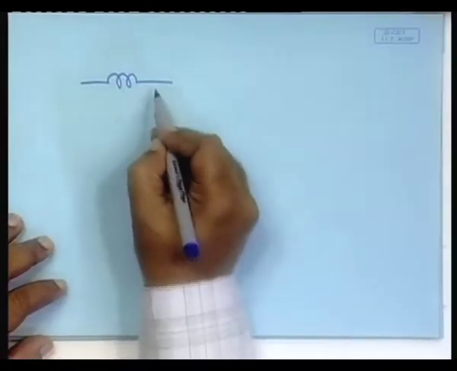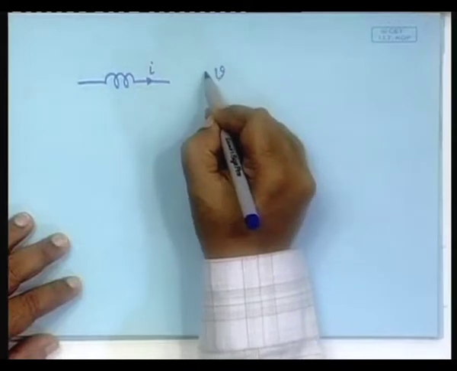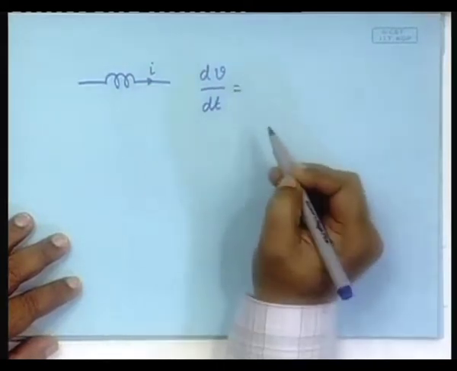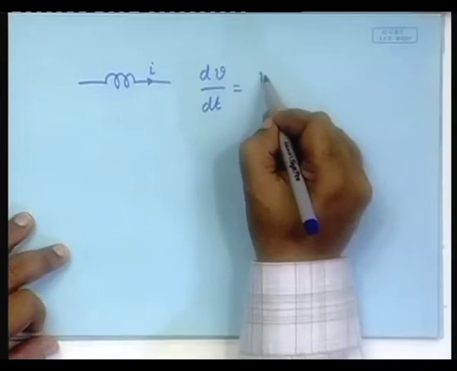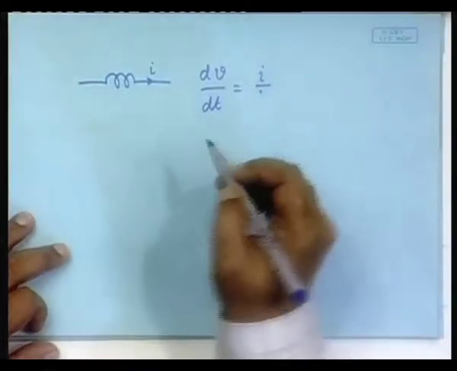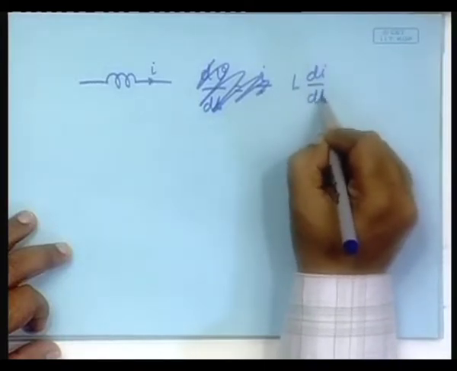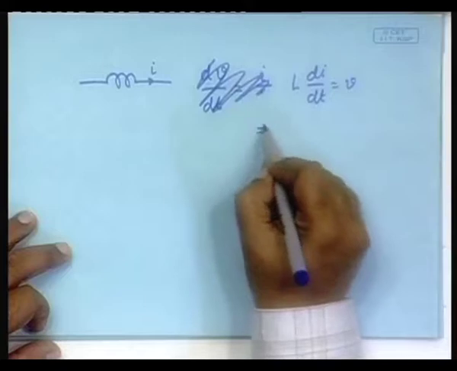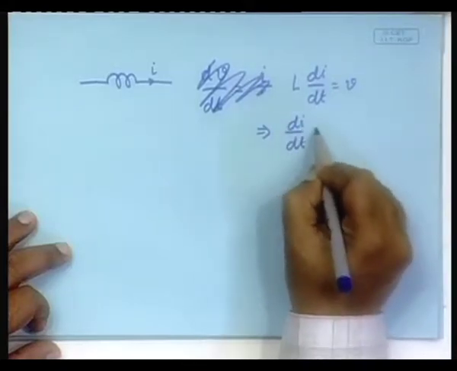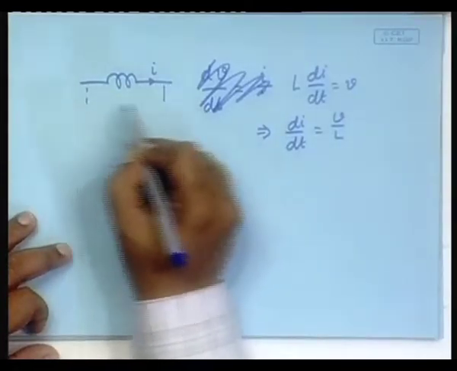That clue comes from the fact that if there is an inductor in a specific line and there is a current flowing through it, then we can write the dV dt as, sorry, this L di dt. So L di dt is equal to V. So this gives di dt as V by L. So here V is the voltage across the inductor.